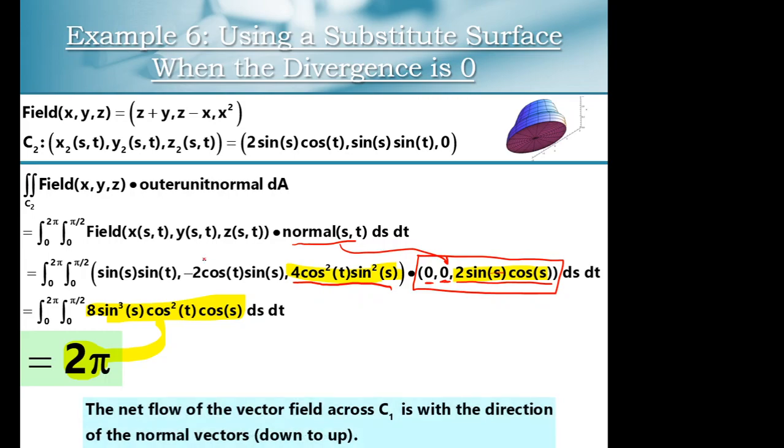Anyway, we always want to finish these problems with a little summary here. So the net flow of the vector field across our surface is with the direction of the normal vectors. You could say down to up if you want to. I kind of just prefer saying with the direction of the normal vectors because down and up are fairly relative terms, and especially depending on the surface, down to up might not have that much meaning. But yeah, after you finish crunching numbers, you always want to interpret that result. Notice that I cannot say things like inside to outside or outside to inside in this case, because our pointy hat is an open surface, and that open surface doesn't have an outside or an inside, right?